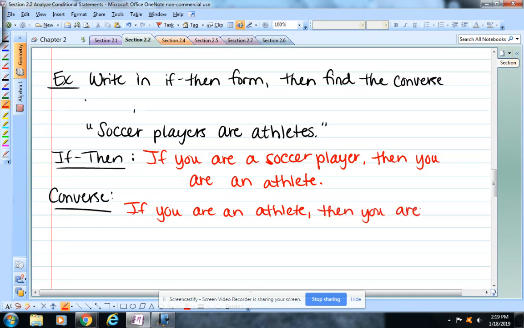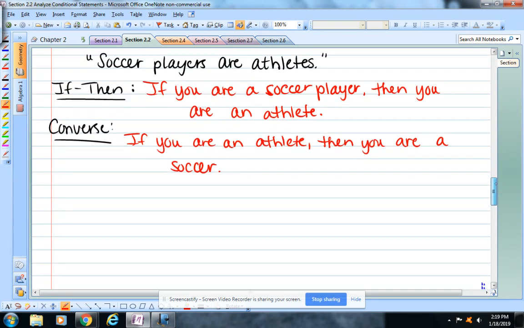Is that converse always true? No, because you can play any sport and be an athlete. And that includes cheerleaders, in my opinion, because I can't even turn a cartwheel. Seriously, cannot turn a cartwheel. Never could my whole life, and if I tried to right now, I seriously would fall on my face because I have no upper body strength.